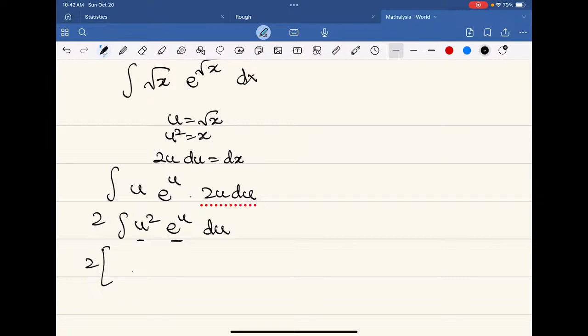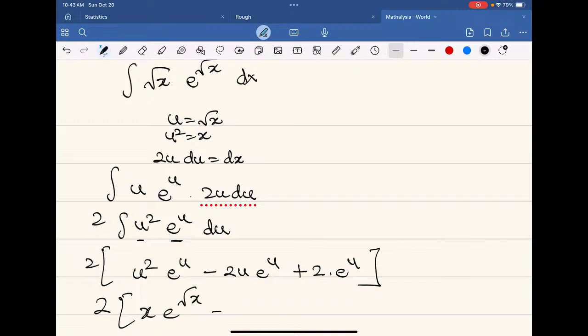Now let's do that. So e to the power u, let's keep u square as u square, and the integral of this is e to the power u itself, minus, now its derivative is 2u, integral is e to the power u itself, plus, the sign will keep on changing, its derivative is just 2, integral e to the power u. After that the derivative is 0, so all the terms will be 0, so no need to go beyond this. I think this is the answer: x e to the power root x minus 2 root x e to the power root x plus 2 e to the power root x. So this is the answer.